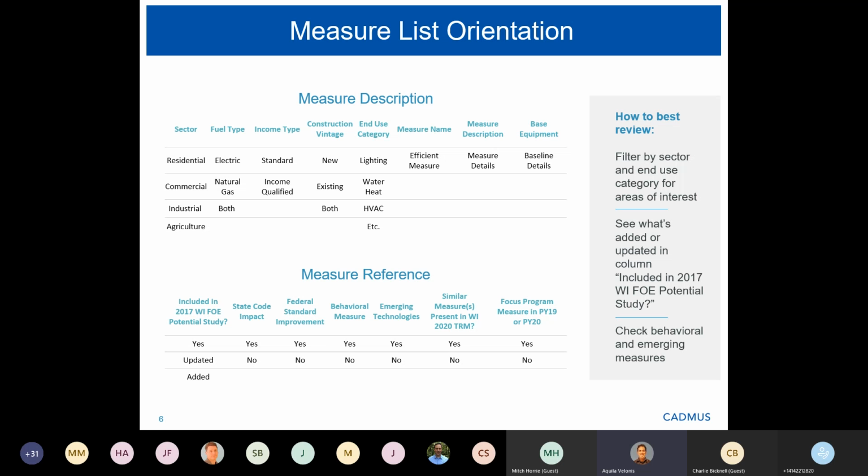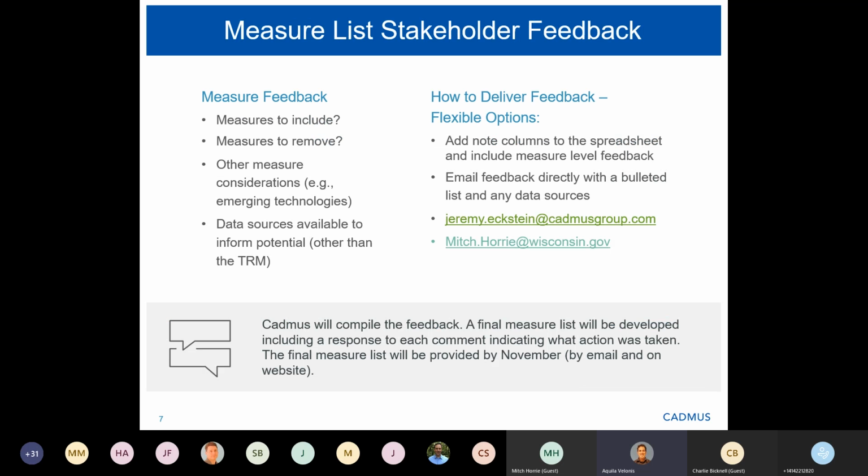From sending out that measure list, we are hoping for some feedback from stakeholders, for all of you on this call. And really, we want to make our measure list even more comprehensive. And so we are requesting feedback from you. And really, it's around what measures we have maybe forgotten, or if there are specific measures in Wisconsin that really shouldn't be considered on this list and should be removed.